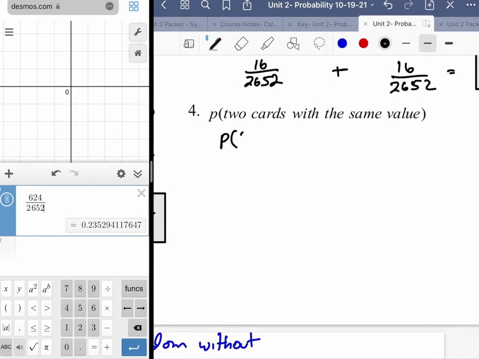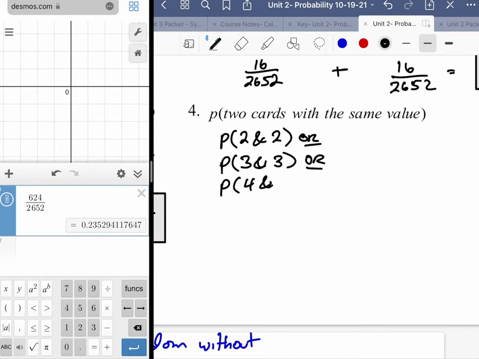So I'm looking for the probability of a 2 and a 2, or the probability of a 3 and a 3, or a 4 and a 4, or 5 and a 5, 6 and a 6, 7 and a 7, 8 and an 8, 9 and a 9, 10 and a 10, jack and a jack, queen and a queen, king and a king, all the way up to ace and an ace.